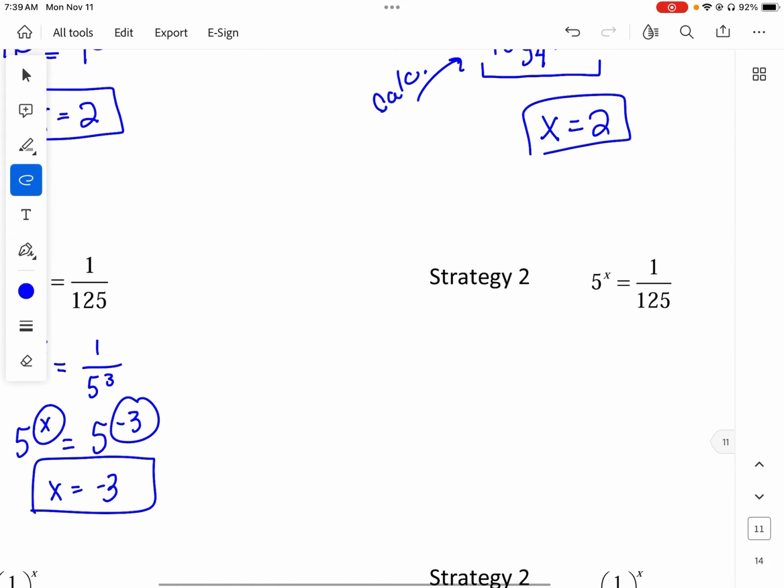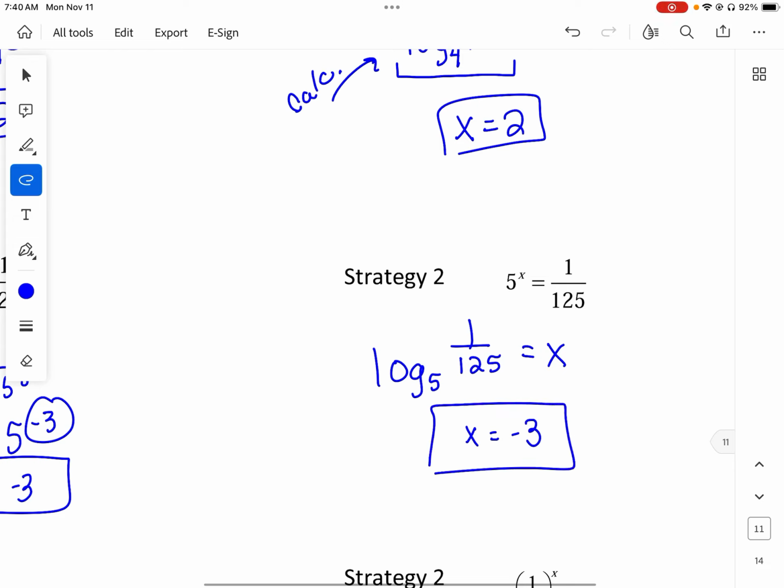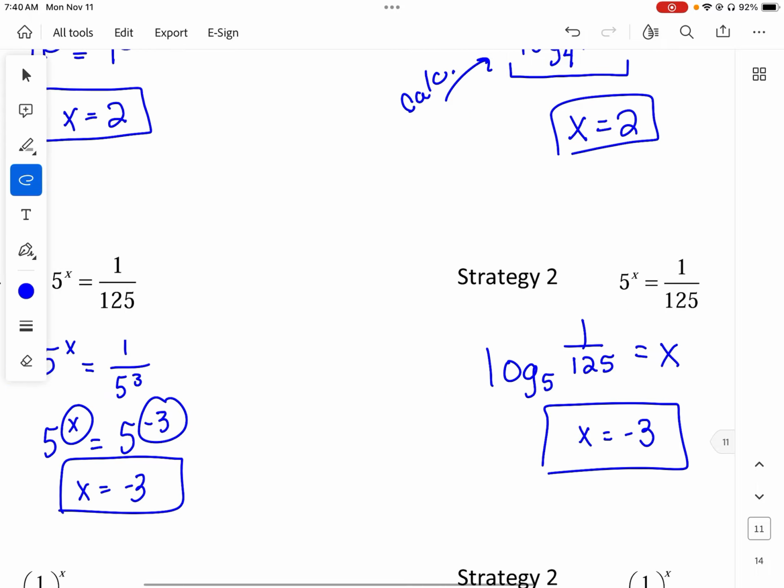Okay, so strategy 2 would be log base 5 of 1/25 equals x. So I would put that into the calculator. I've already shown you once, you can go ahead and do it. But x equals negative 2. So same answer. Two different ways of doing it, using the calculator or solving it with exponent rules.